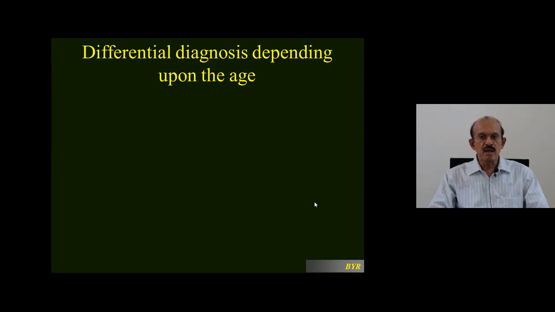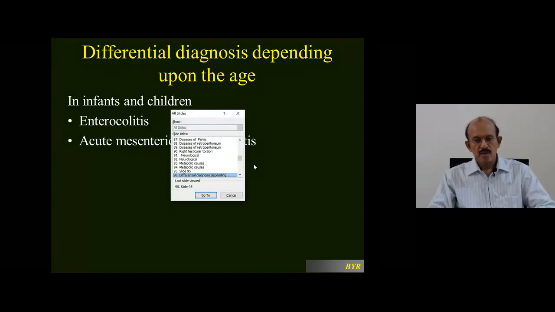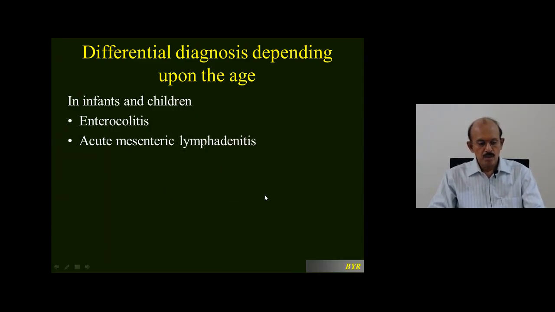I will summarize all the differential diagnoses, depending upon the age. In infants and children, what are the things to be considered as a differential diagnosis to acute appendicitis? Enterocolitis, acute mesenteric lymphadenitis. Please tell me the important sign to diagnose acute mesenteric lymphadenitis. What sign will help you to make the diagnosis?